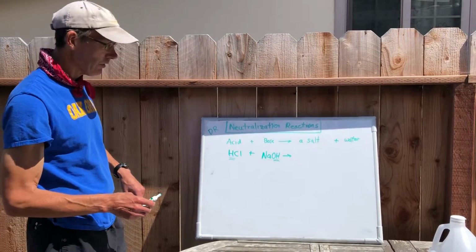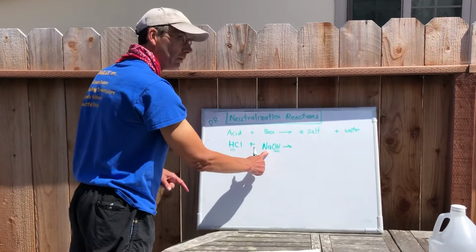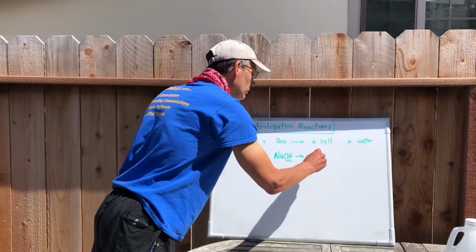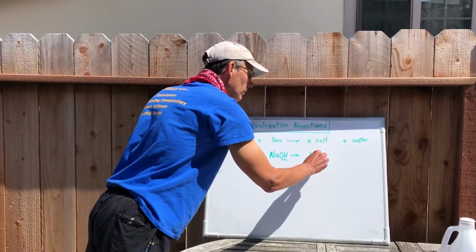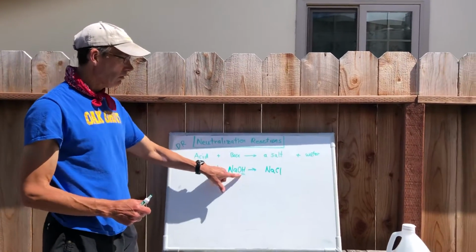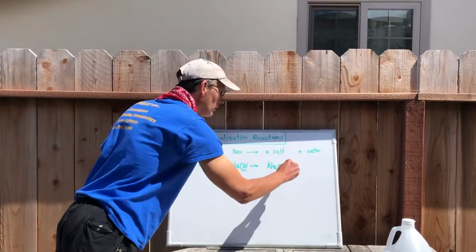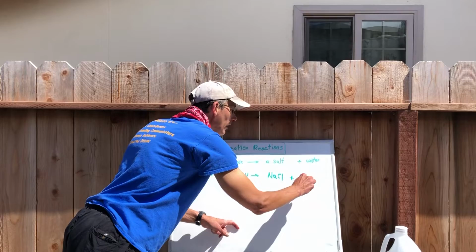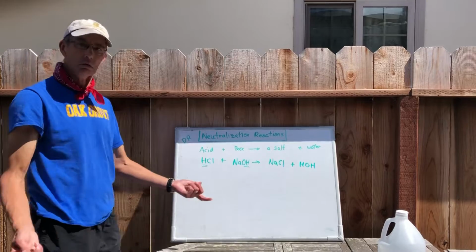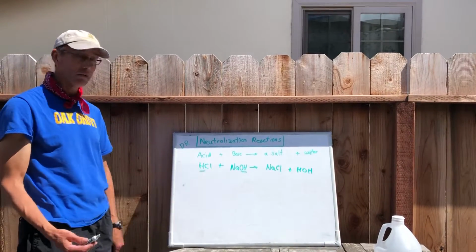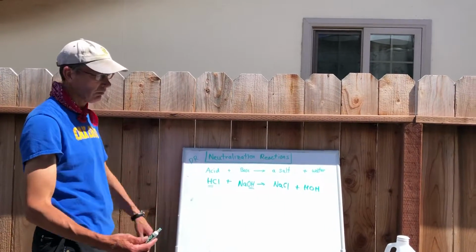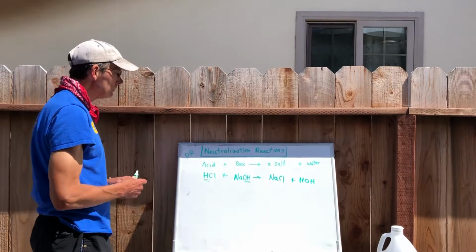So what's going to happen is you're going to get this positive ion, the sodium, combining with this negative ion, chloride, and you get a salt that you're all familiar with, sodium chloride. And then when you combine the hydrogen with the hydroxide, you get hydrogen hydroxide. What's hydrogen hydroxide? Look at it for a minute. It's H2O. So I could have written H2O, but this time I wrote HOH. It's the same thing.